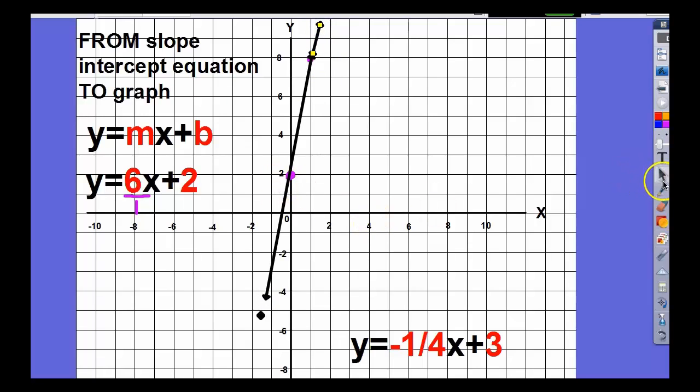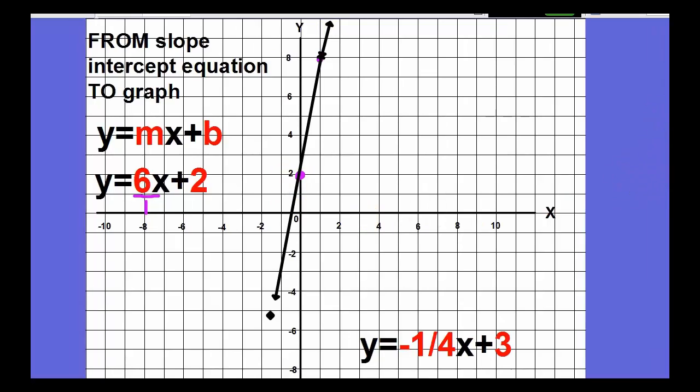The next one I have here is y equals negative 1/4 x plus 3. So it's already in the fractional form, so my y point will be negative 1, and 4 on the x-axis. So the first thing I do again is I find my y-intercept, which will be at 3. So it'll be 0, 3. So I'm going to mark that point in here.